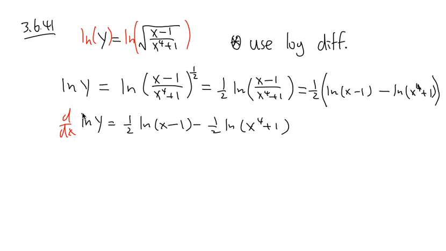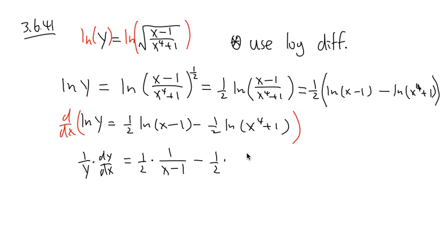Let's do d/dx all the way in the front. So now, ln y will give you 1 over y times dy/dx. That's equal to, let me write down the 1/2 first. The derivative of ln of something is going to be 1 over the same thing inside, x minus 1. And the derivative inside, the derivative of x minus 1, is just 1, so it doesn't matter.